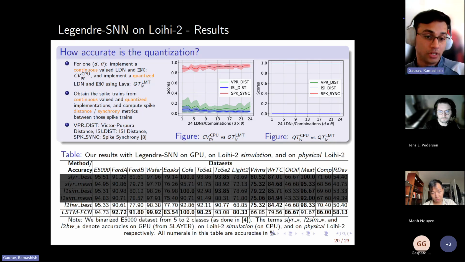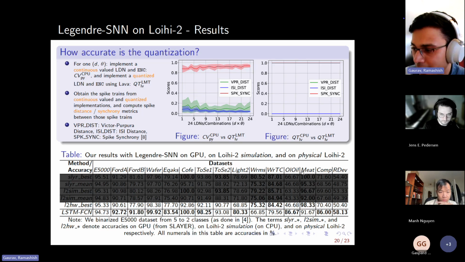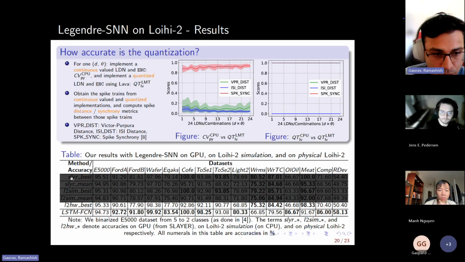Now, the finale, the results. On the columns, you are seeing different data sets, all the 15 time series classification data sets. And on the rows, you are seeing different implementations of the Legendre-SNN. We should rather focus on the last row, which is the Legendre-SNN's implementation on the Loihi-2 hardware. L2 hardware means Loihi-2 hardware, the physical hardware where you deploy your Legendre-SNN.